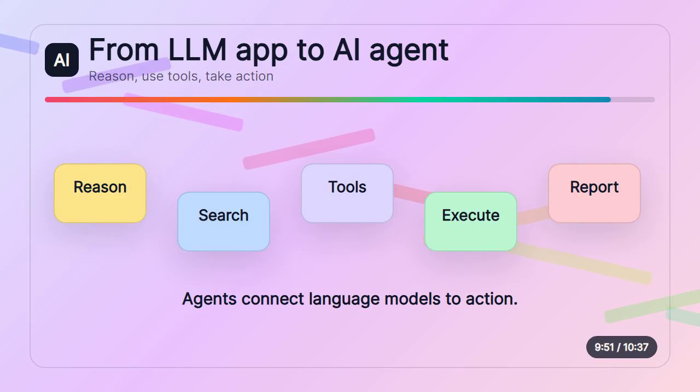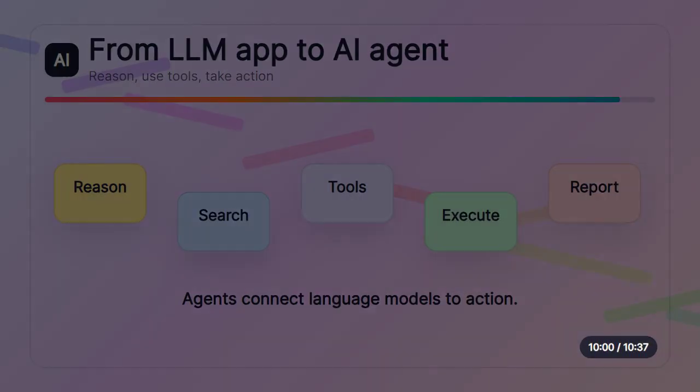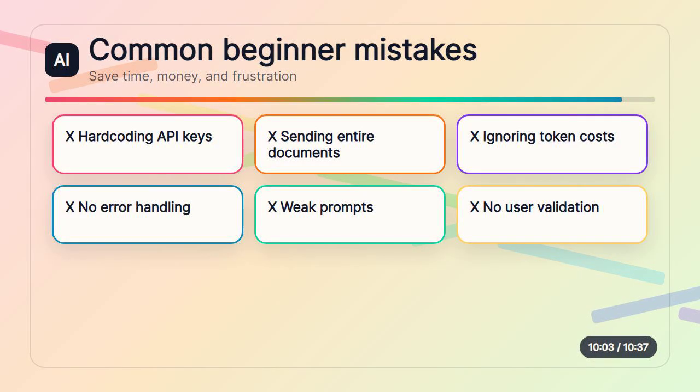You've just learned the foundation of modern AI applications. You now understand how to call an LLM, create an assistant, add memory, connect external knowledge, and evolve toward AI agents. The best way to learn from here is simple: build something. A chatbot, a coding assistant, a document analyzer, a research agent. Because every advanced AI system starts with the same first step.